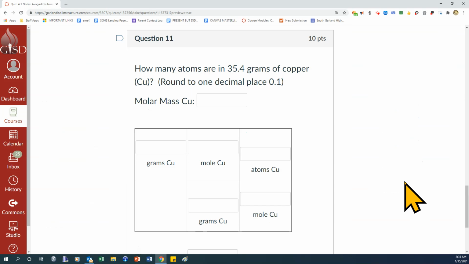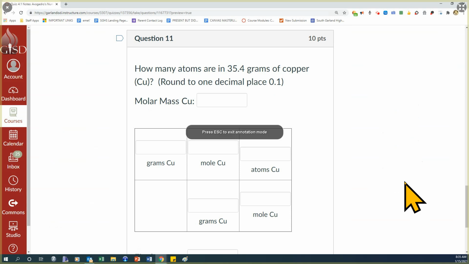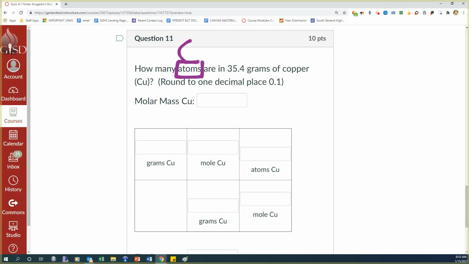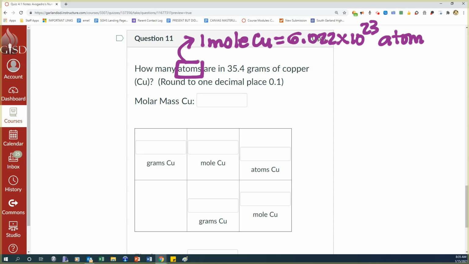Thank you. All right. So look at this one right here. So again, guys, one more time, right? You have to look for the keywords. How many atoms? All right. As soon as you see the word atoms, remember you have to do the 1 mole of whatever. In our case, it's copper, Cu, is equal to 6.022 times 10 to the 23rd. And this is, again, Avogadro's number. And again, whatever keyword you have, that's the one that you're going to use. Atom, Cu.